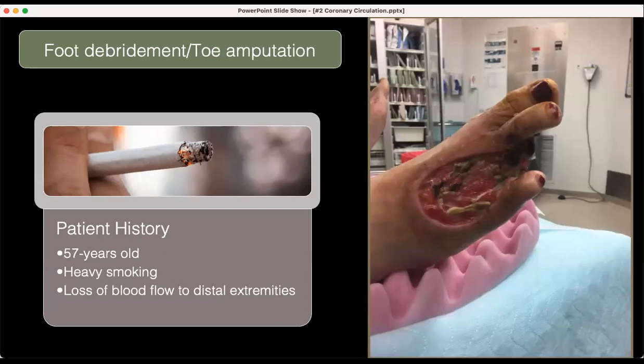Oh, this is the foot debridement. Lost a couple toes, tissue that's dying that won't support normal tissue. It's a 57-year-old woman, heavy smoker, and most likely she's got coronary artery disease as well. But what she's showing up with is this loss of blood flow to tissues and losing toes because of it.